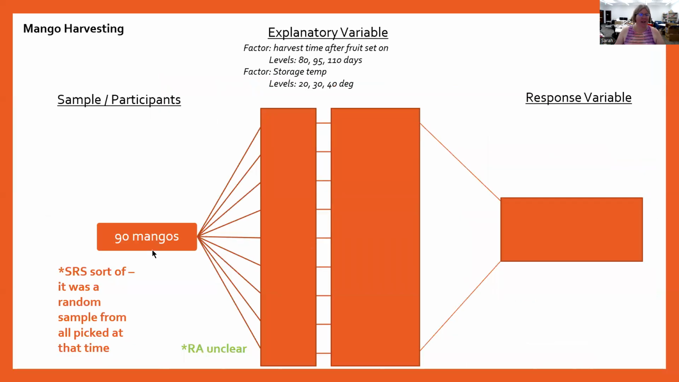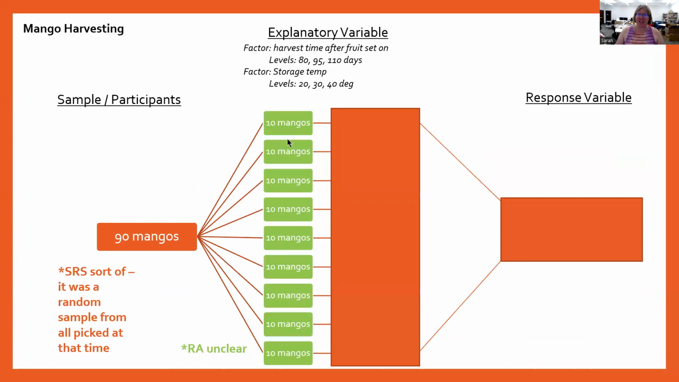All right, so here we go. Here's our 90 mangoes. This was sort of a random sample. It was a random sample from all the fruit that was picked at that time, but I don't know that I would call it necessarily a true random sample. So I usually make a little note there. And then here I have listed my factors and my levels. So we know that we need 9 groups. So I'll take my 90 mangoes and make 9 groups that each have 10 mangoes in them. And then for the treatments, you could certainly draw that tree diagram off to the side and kind of work out what those treatments are.